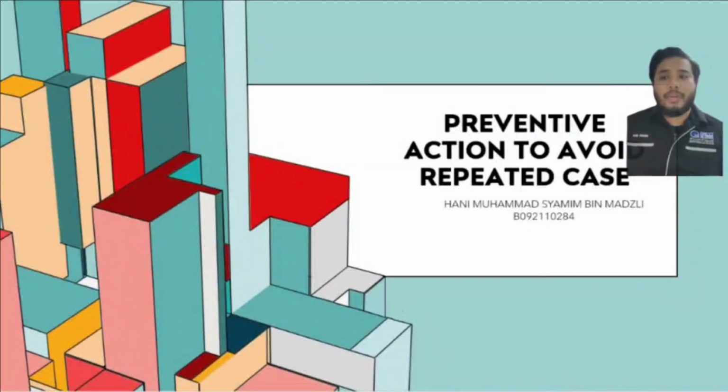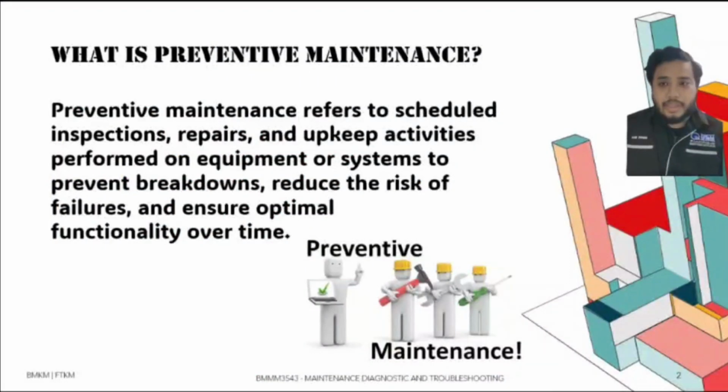I would like to present about the slide, preventive action to avoid repeated cases. First, we have to know what preventive maintenance is. Preventive maintenance refers to scheduled inspection, repairs and upkeep activities performed on equipment or systems to prevent breakdowns, reduce the risk of failure and ensure optimal functionality over time.